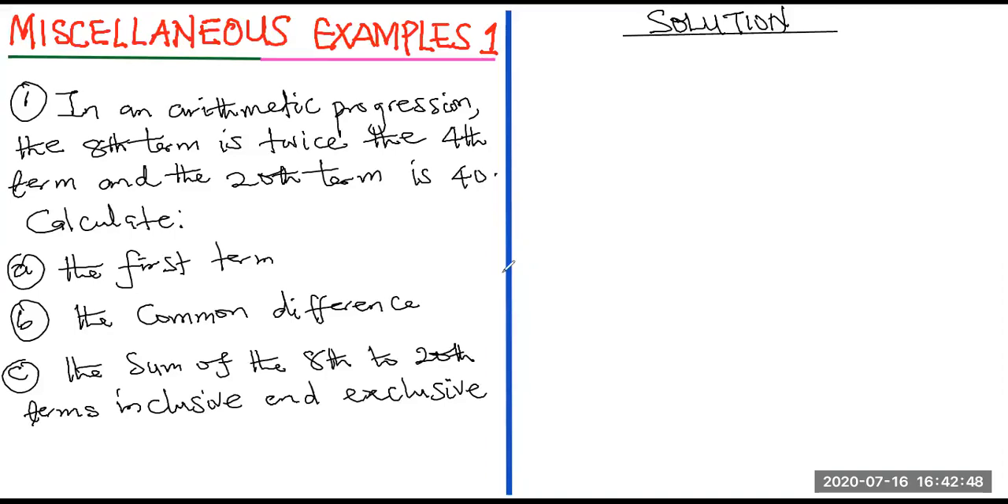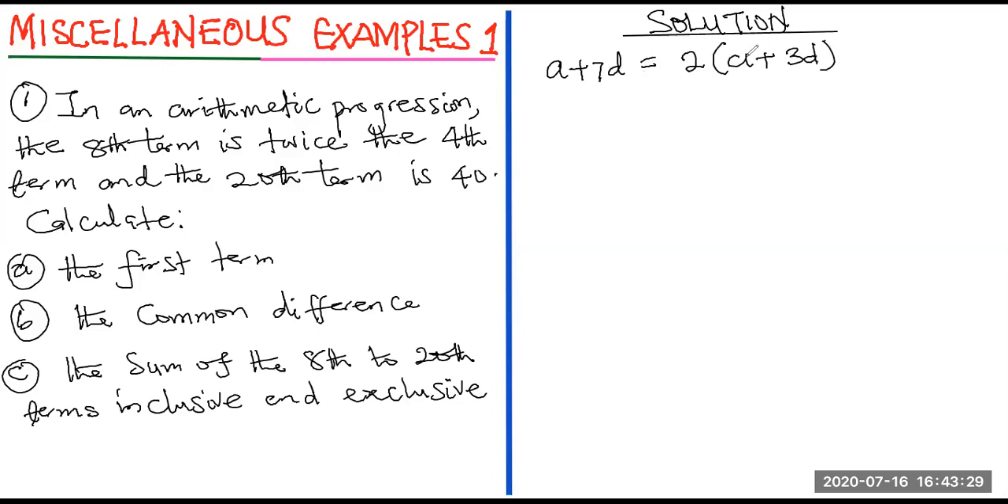In question 1, we are told that in an arithmetic progression, the 8th term is twice the 4th term. By now, I'm sure we are used to questions that lead to simultaneous equations, because we're not given the sequence for us to know the first term and the common difference. So the 8th term, A plus 7D, equals twice, meaning times 2, the 4th term, which is A plus 3D. We already know this is going to lead us to simultaneous equations.